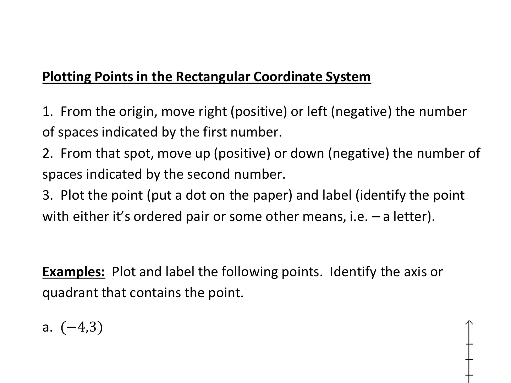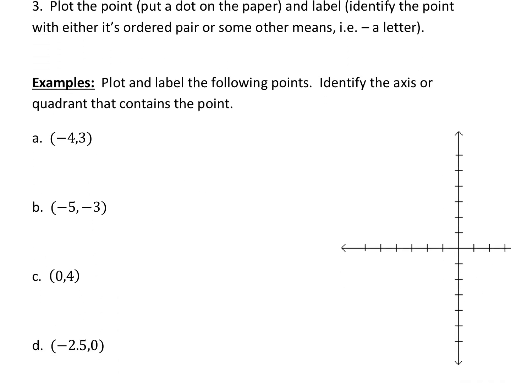From that spot, we want to move up or down depending on the second number. If it is positive, we move up, and if it is negative, we move down. Once we get to our new location, we are going to plot the point, just like we did when we did the number line. Remember, you do have to put a dot on the paper, and you do want to label it. So you either want to identify it using its ordered pair name, or some other means, a letter, something to indicate which one it is. All right, so let's look at some examples.